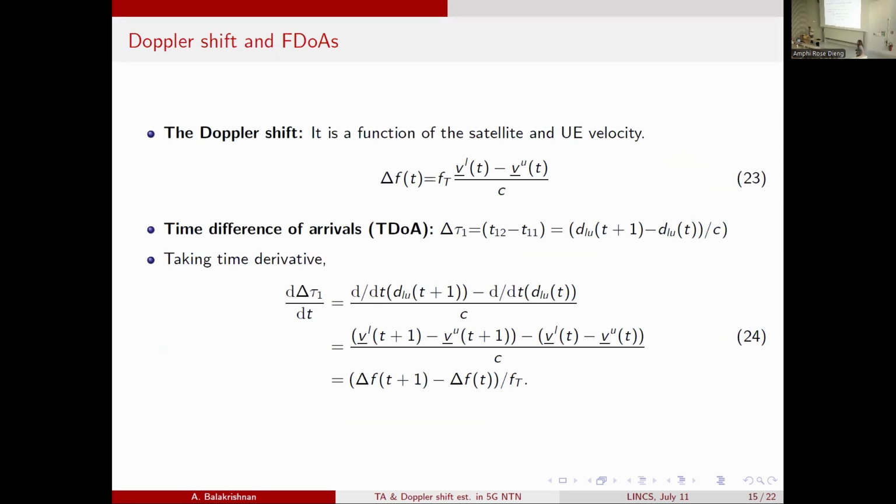Now, what about the Doppler shift? The Doppler shift intuitively is a function of the satellite velocity estimate and the UE velocity. And when we take the time difference of these arrivals, we get the frequency difference of arrivals, which is shown in equation 24.